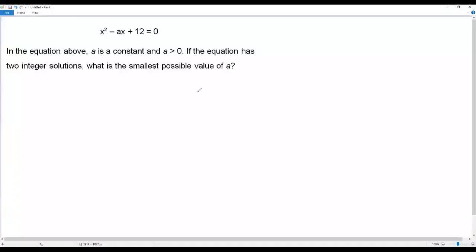Here we have a SAT math question. Let's go through the information. x² − ax + 12 = 0. In the above equation, a is a constant and a is greater than 0. If the equation has two integer solutions, what is the smallest possible value of a?